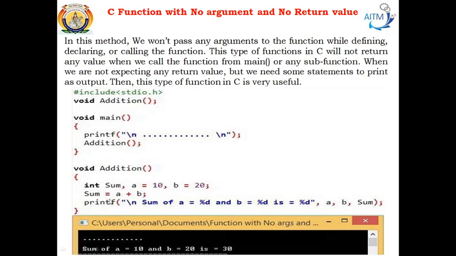So here you can see this function prints the result within this function itself, and it is not returning any value to the calling function which is written inside the main. So there is no return value, and there are no arguments being passed from the calling function to the called function. So this is how the C function with no arguments and no return value works. In the output you can see the result of the addition of two numbers that the function has performed.